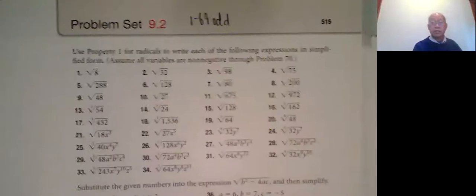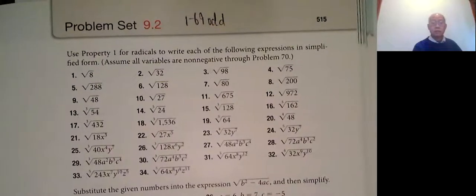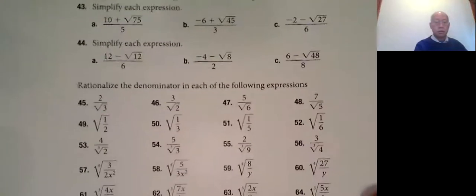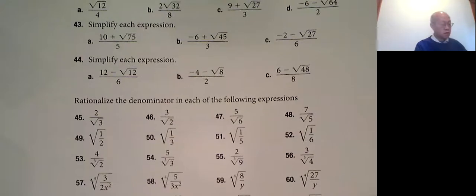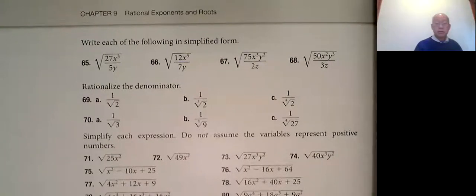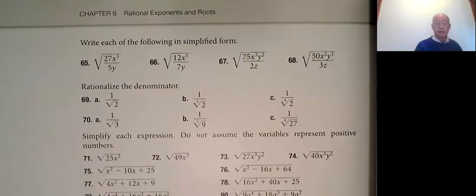The notes for section 9.2. Okay, section 9.2, page 515, 1 to 69 odd. Some problems there. Some more there. Some more. Turn the page for a few more. Okay, so up to 69. So that's that. Okay, then the answers in the back of the book.